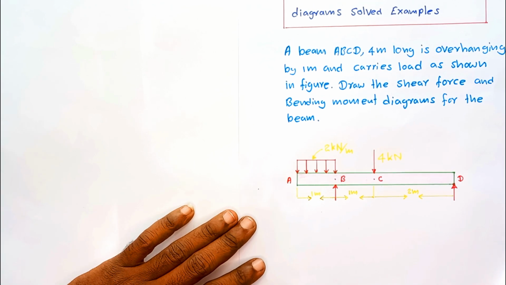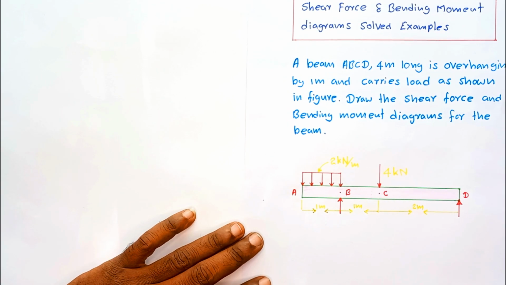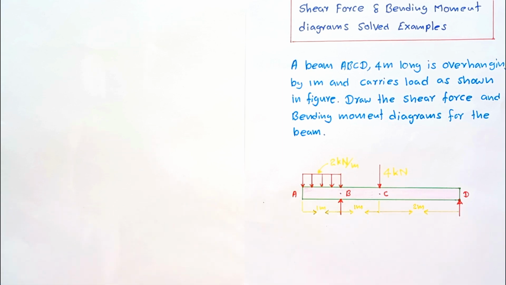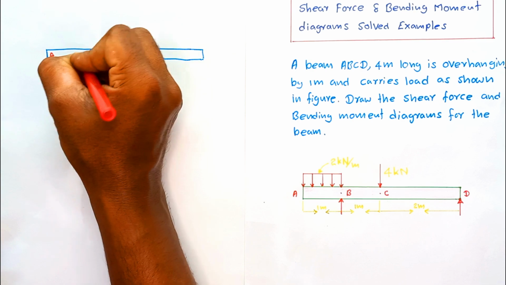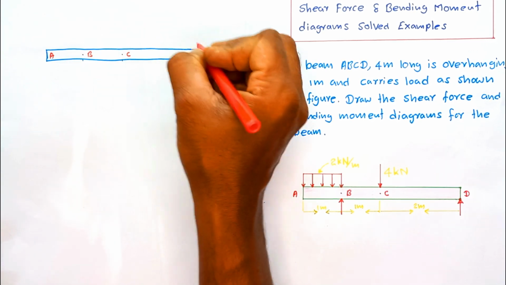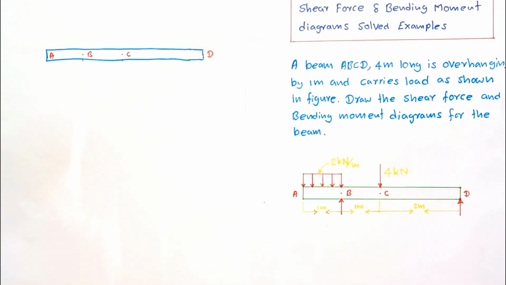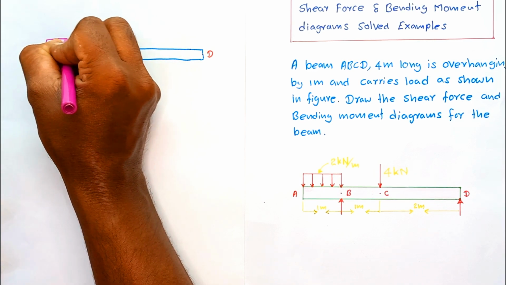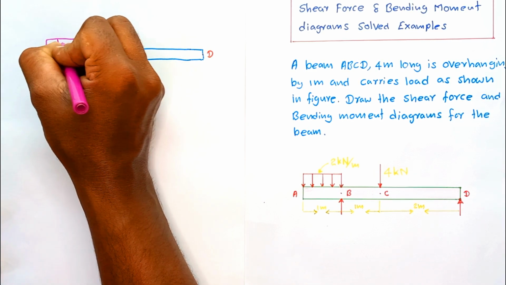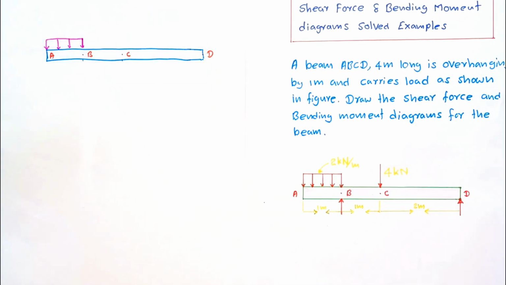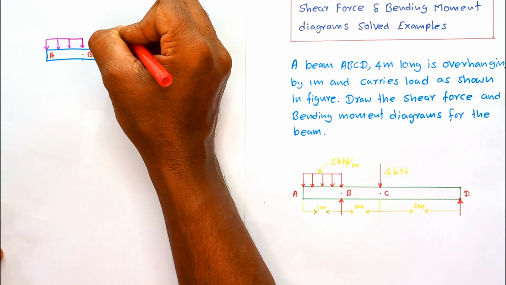You have to start with the free body diagram. First of all, I am going to draw the free body diagram for this entire beam. Free body diagram. A point, B point, C point, and D. Then the distributed load acting in the A to B region. Here the distributed load is acting. Then the point load is acting at point C.